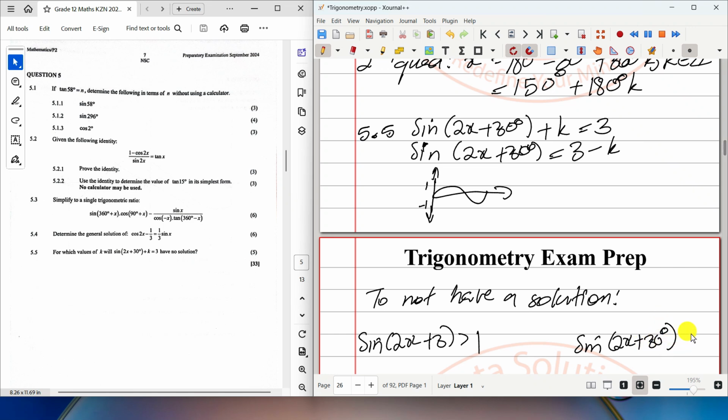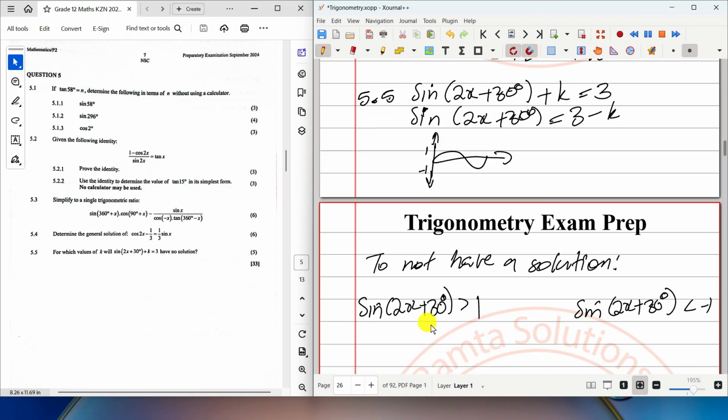Pardon me. I said plus 30 degrees, right? So what did we say? We said sine of 2x plus 30 is equal to 3 minus k. This is the same as 3 minus k. So 3 minus k must be greater than 1. Again, even here, it must be less than -1.